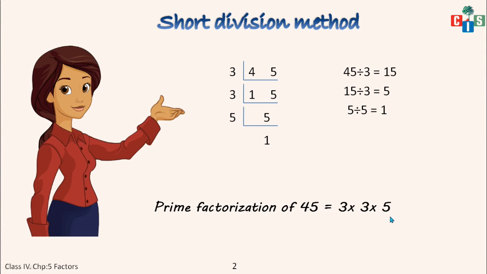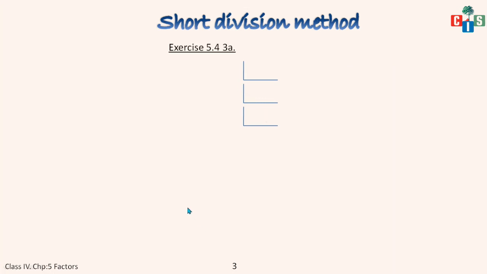Which numbers do you have to write here? The numbers which are here, 3, 3 and 5. And the trick, you remember: the smallest prime number.